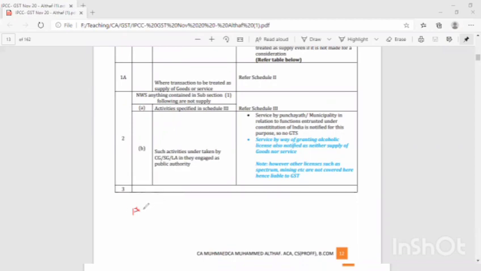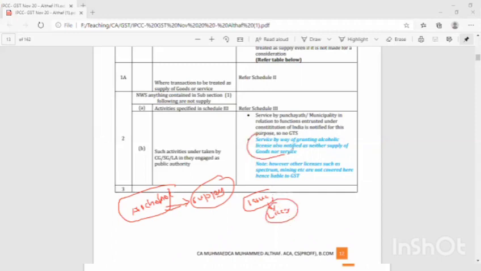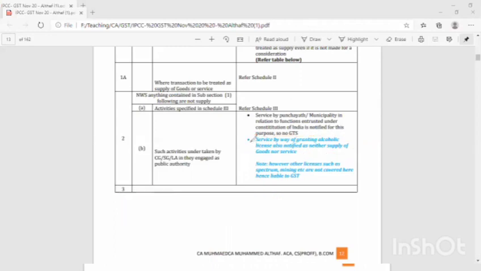If you're supplying alcohol, that is actually not a supply. Now alcohol is there, so this is not supply. But what happens when the government issues a license? When the government issues a license to the contractor who is dealing in alcohol supply, that license was earlier liable to GST, but now they have amended it. They are saying that the license given by the government to the contractor for carrying out the alcoholic business is also not chargeable to GST. That is a new amendment they've made here.